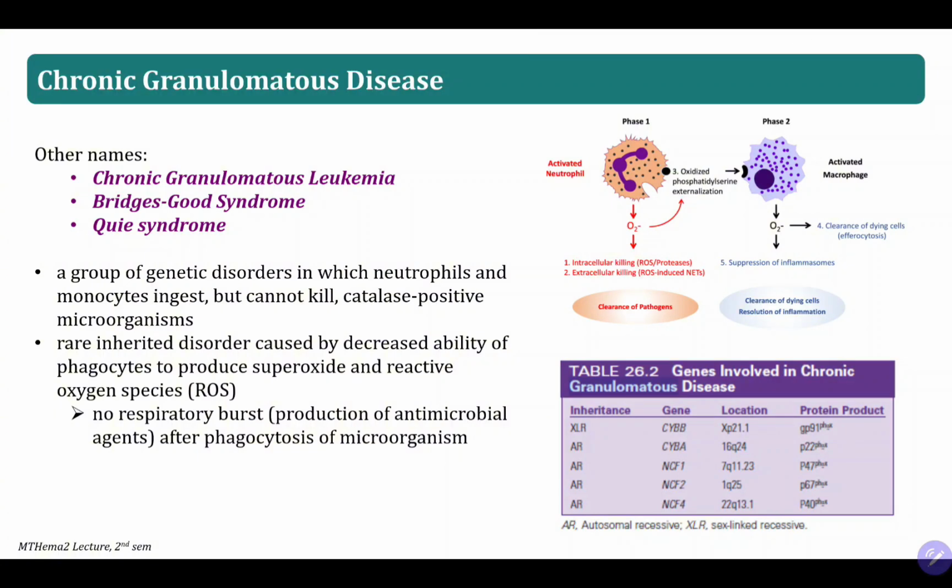Next is your CGD, or chronic granulomatous disease. Other names for this disorder may be chronic granulomatous leukemia, Bridges-Good syndrome, and Kia syndrome. This is a group of genetic disorders wherein your neutrophils and your monocytes ingest but cannot kill your catalase-positive microorganisms.